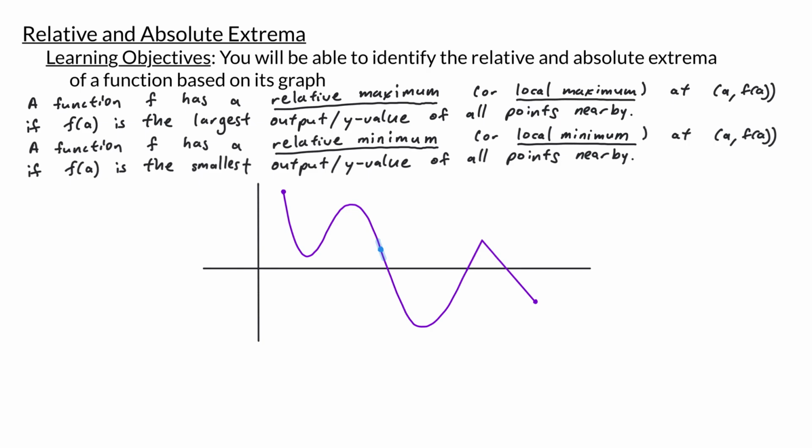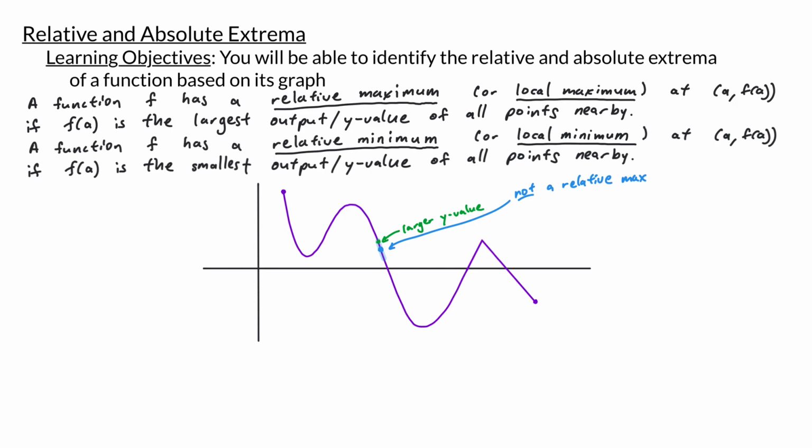So first, let's ask ourselves, is that blue point a relative maximum or a local maximum? Well, what we need to do is look at nearby points and ask ourselves, does our blue point have the largest output or y value here? Looking at our highlighted region, the answer would be no, because we can find a point that has a larger y value. For example, this point here in my highlighted region has a larger y value. For that reason, we have to conclude that our blue point is not a relative maximum.